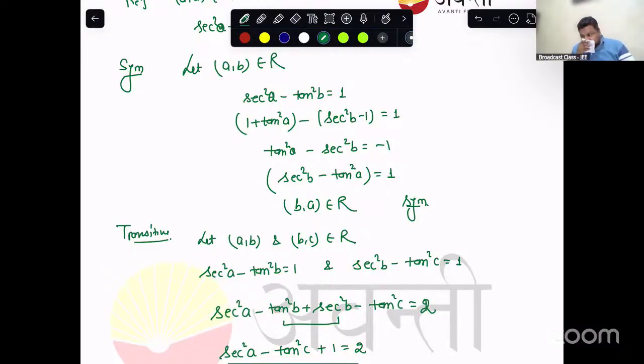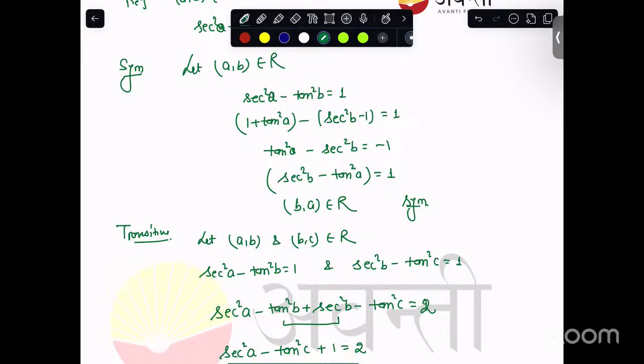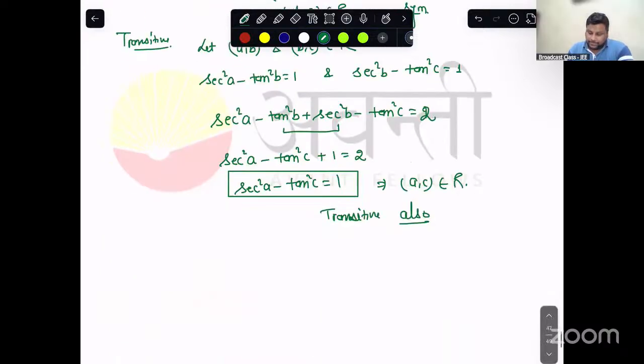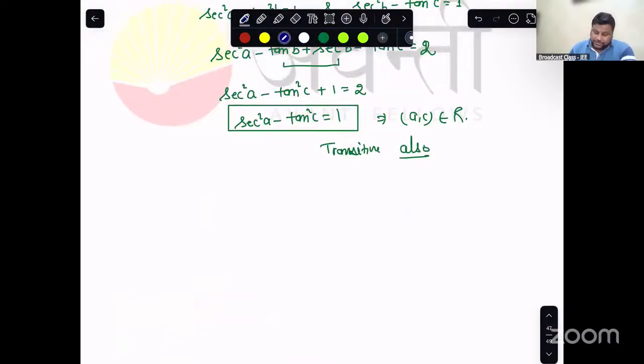Is it fine? Tejaswini, understood beta? Yes, sir. Very good. Write down another question.